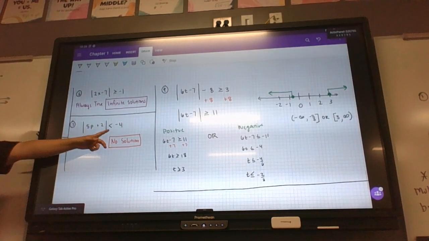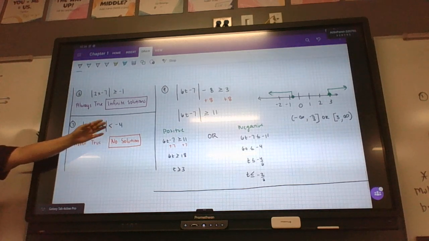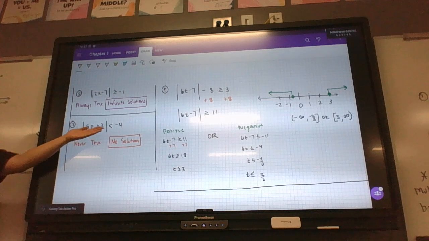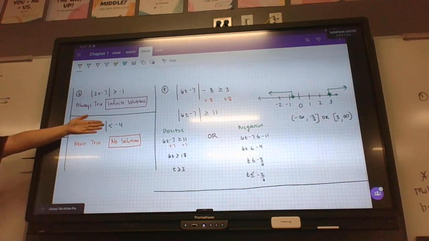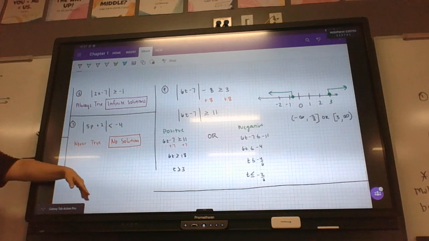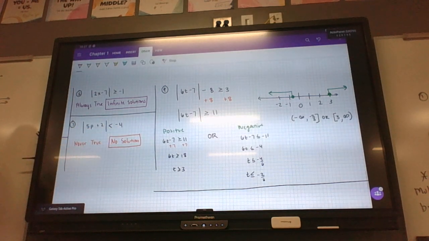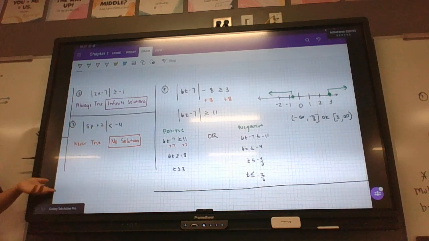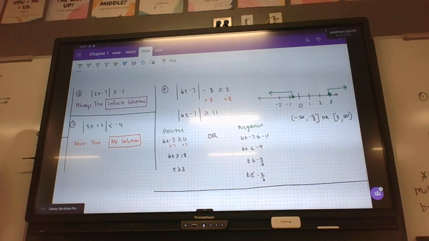So absolute value is always positive. This is a contradiction. I'm actually very annoyed that it's even typed. There's nothing more false than this statement right here. This is positive and can't be less than negative. In college algebra, they call this a contradiction. This contradicts itself. False, false, false. Here we say no solution. You could say never true. You could just say false.